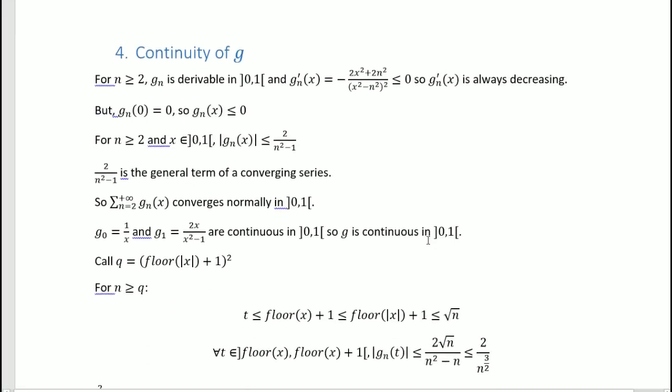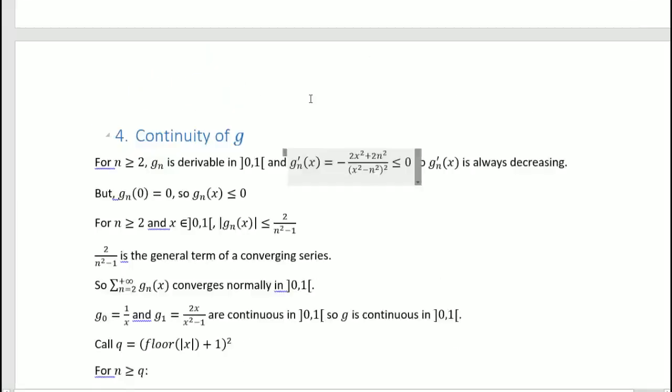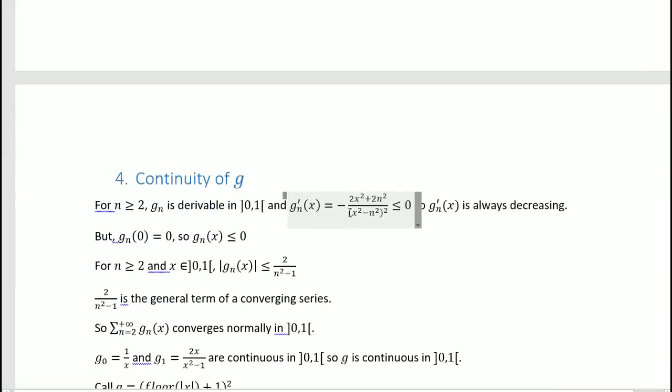Okay, so let's talk about the continuity of g. We start with the hypothesis that n is greater than or equal to 2. So g_n is differentiable between 0 and 1 because there is no problem, nothing special, because the problems will appear in 0 and 1, so we don't have any problem here. And we get this derivative. It's just the formula to calculate the derivative.